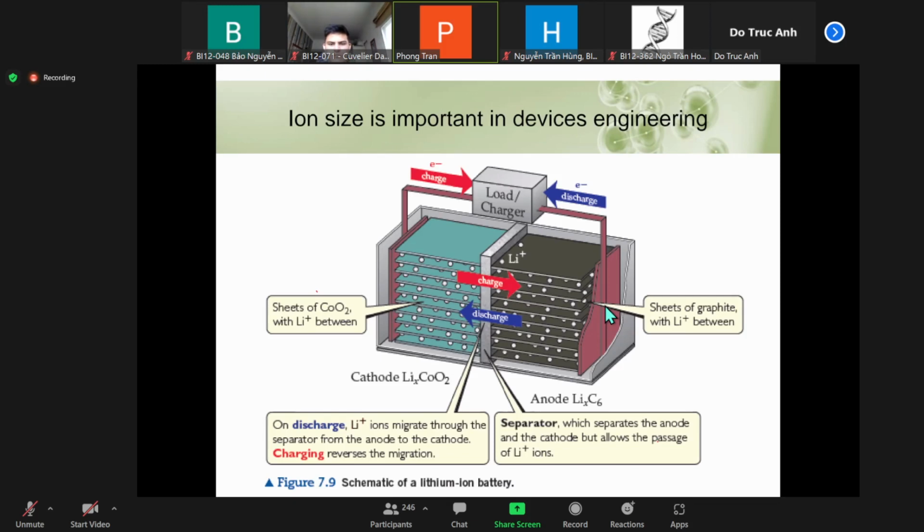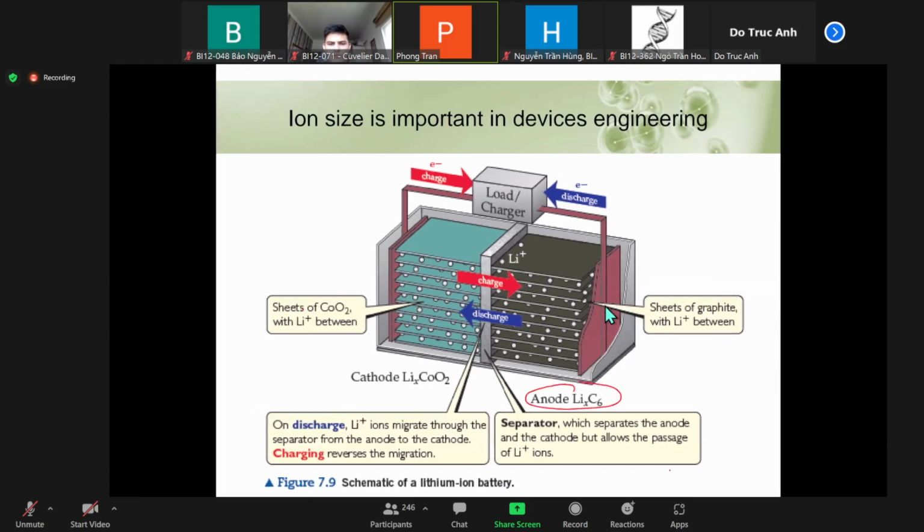So here you can see that you have one anode. In the anode, what do you have? You have here the layer of graphite, and in between you have lithium metal. And then in the cathode you have cobalt oxide layers, and in between you also have positively charged lithium ions.